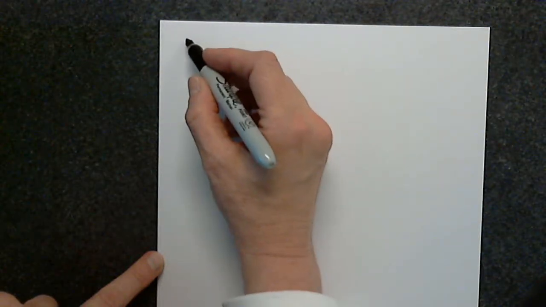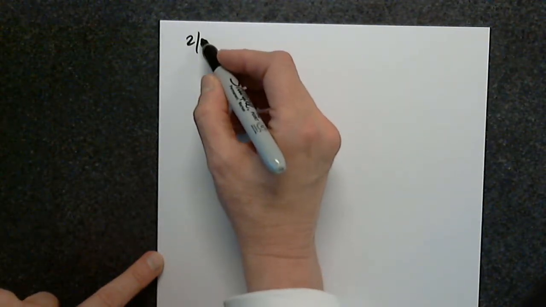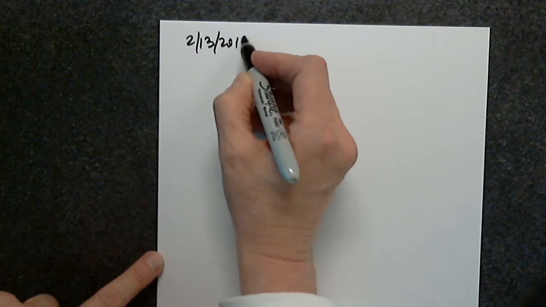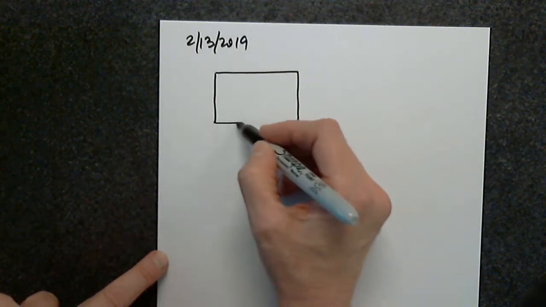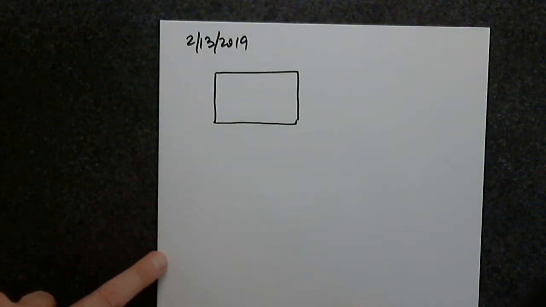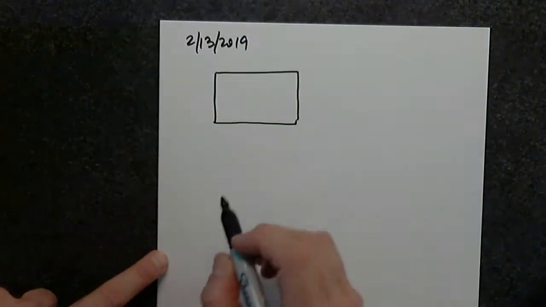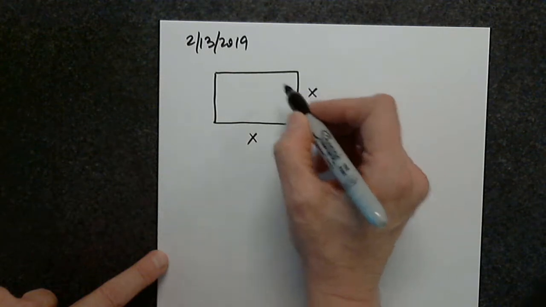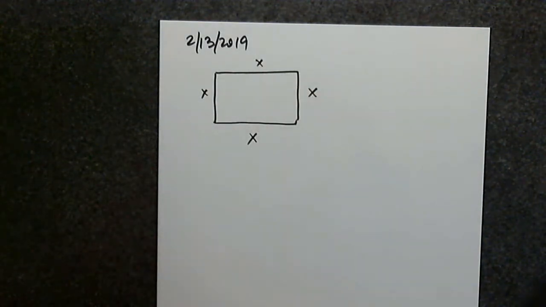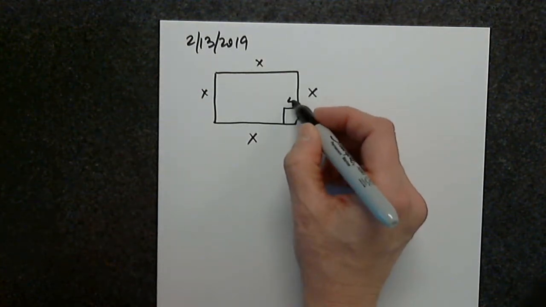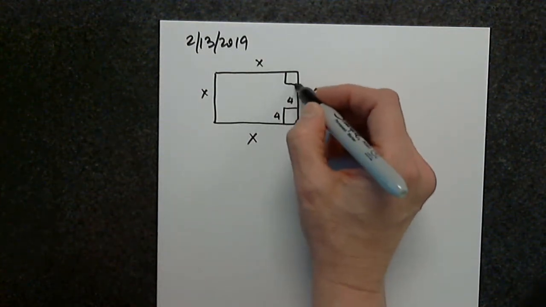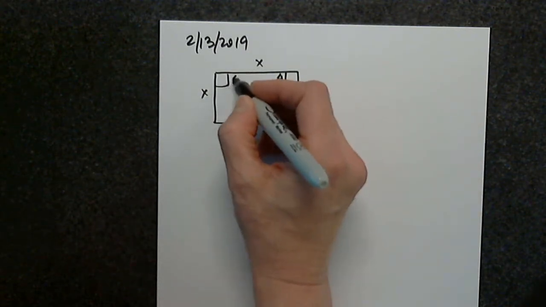So I think it's the 13th, right? Okay, so we have a square. Doesn't really look like a square. So anyway, this is x, x, x, and x, right? We're given a sheet of metal that is a square. Then I remove corners that are 4 by 4. I remove this corner, and all of them, 4 by 4.